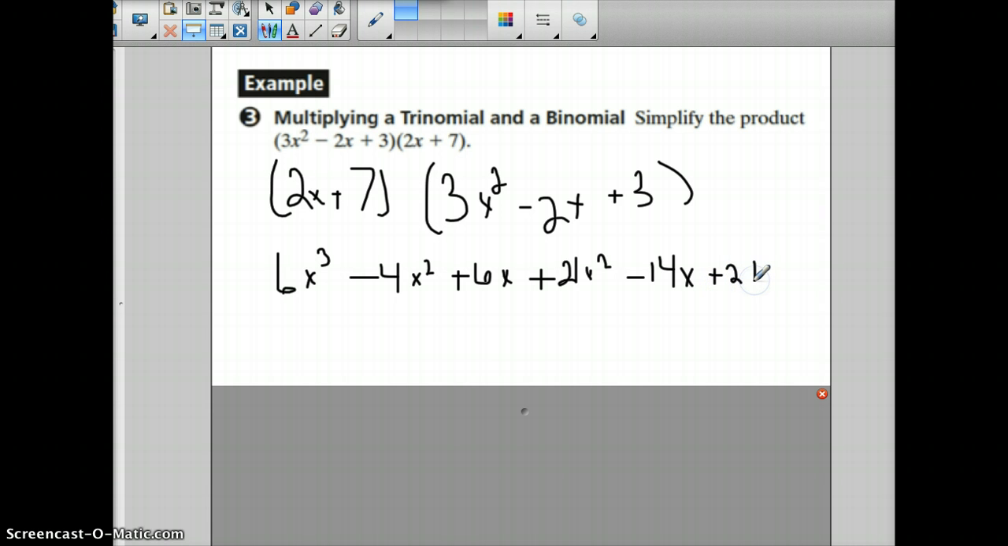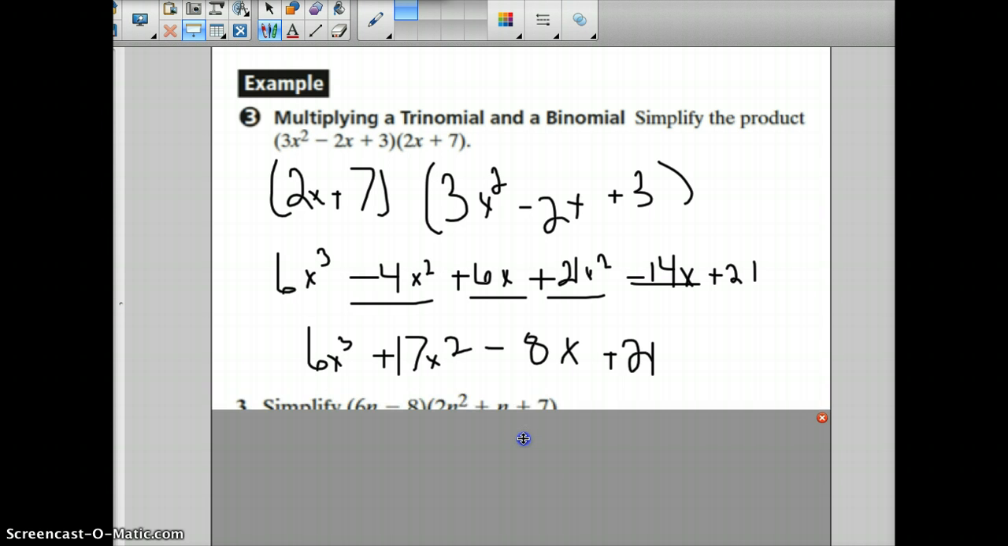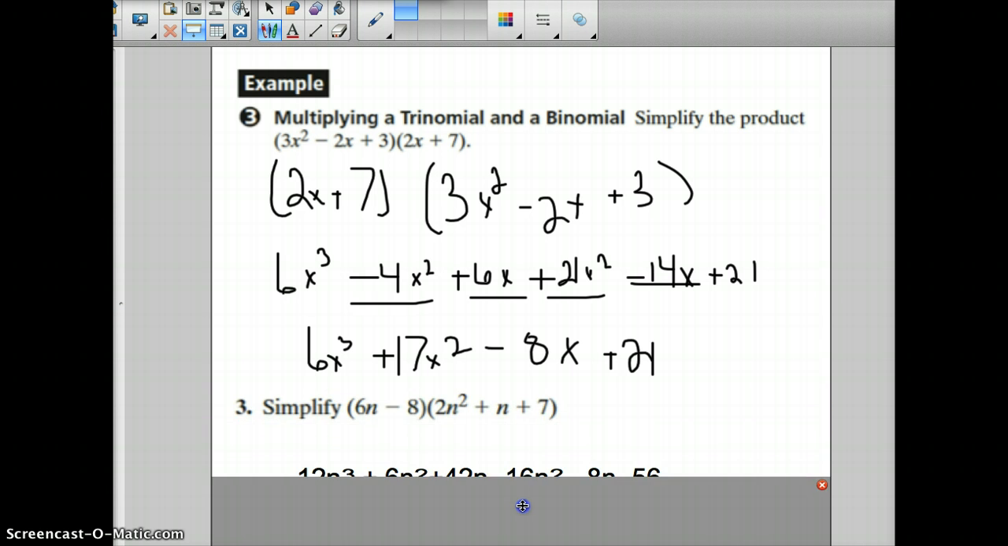Now my final step is to simplify, and we need to combine like terms. So the 6x to the third stays 6x to the third because there are no like terms. But our minus 4x squared and the plus 21x squared can be combined to make positive 17x squared. And then our 6x and our minus 14x gives us negative 8x. And then our 21 cannot be combined with any like terms, and we're left with plus 21. So our final result is 6x to the third plus 17x squared minus 8x plus 21.